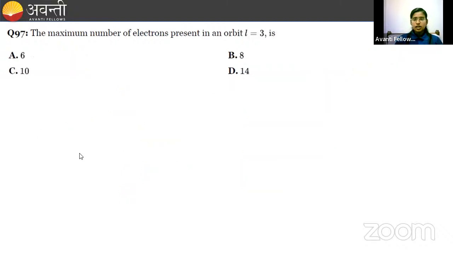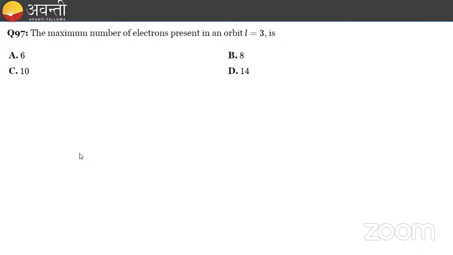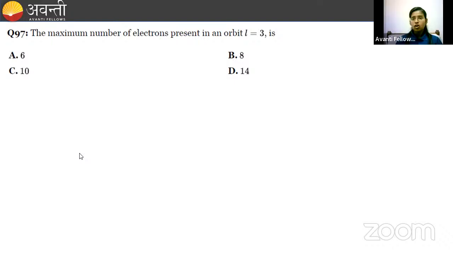Next, coming to question number 97. The maximum number of electrons present in an orbit L is equal to 3 is. So L is equal to 3 means it denotes the F orbital. So for L is equal to 3, the orbital is F.